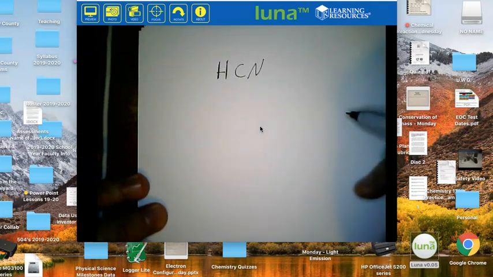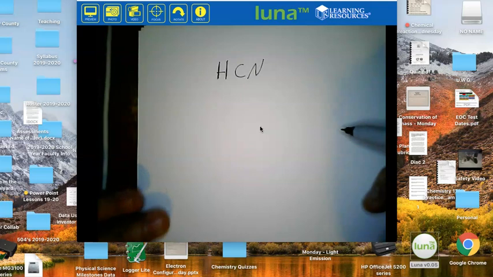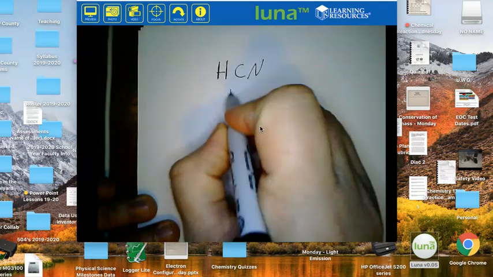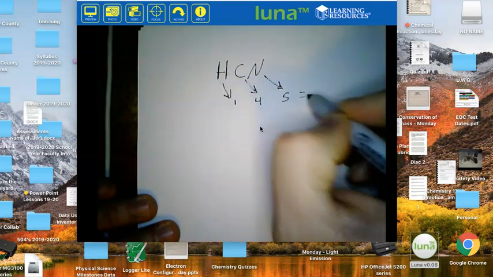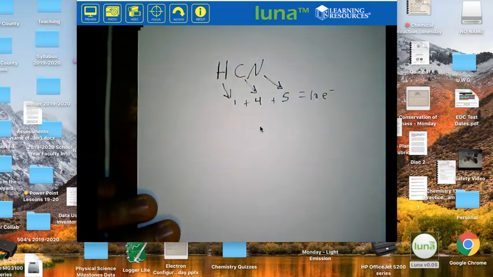Okay, so here I have HCN. The first step is to figure out how many valence electrons I need. For hydrogen, it has 1 valence electron. For carbon, it has 4. And for nitrogen, it has 5. Adding everything together, that makes 10 valence electrons.